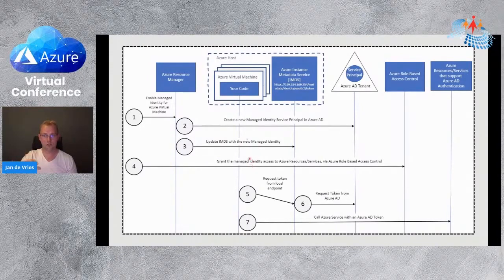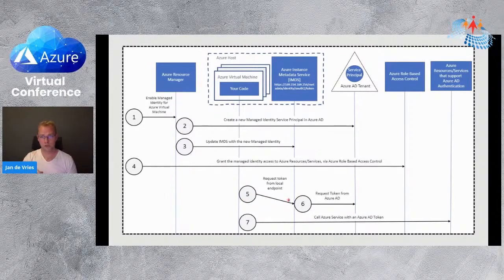And when you get to the part where your code is actually running, you can request a token from the local endpoint. So this is a local endpoint hosted on your VM. If you're running on PaaS services, you don't have to worry about it. This is being handled for you.